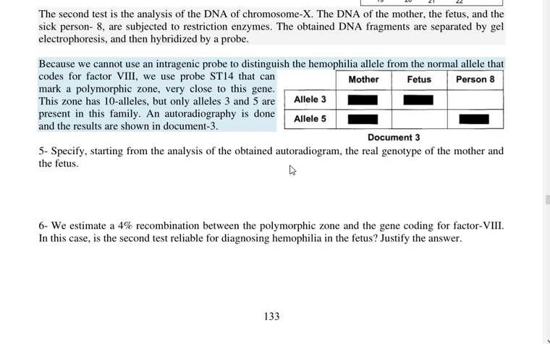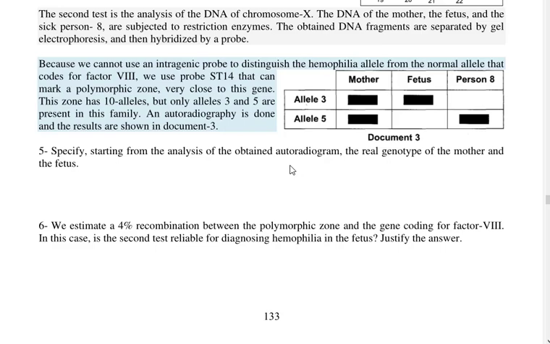Okay. So all these words here are not important, just to tell you that they use a piece that is next to the affected allele. No problem. Allele 3 and 5 only are present in this family. Autoradiography is done, and the results are shown in document 3. Now you can see that the mother has both alleles. Fetus has one, while person 8 has one. Can you tell me why I find 2 bands for the mother, 1 band for fetus, 1 band for person 8?